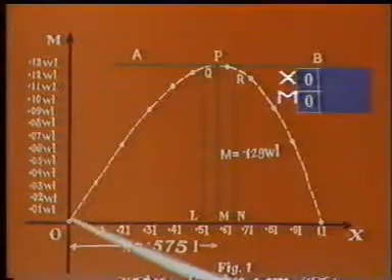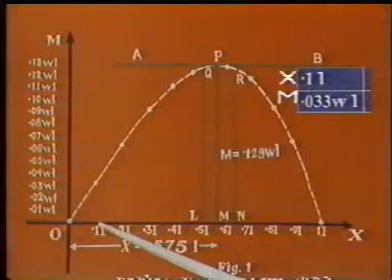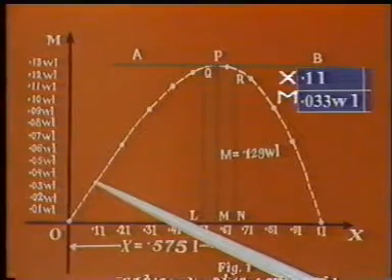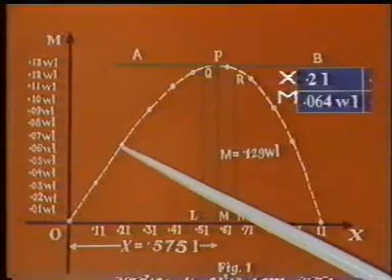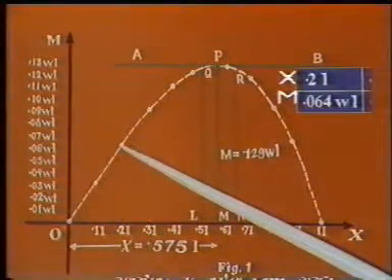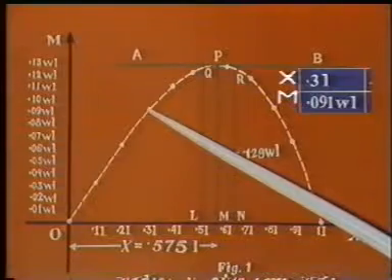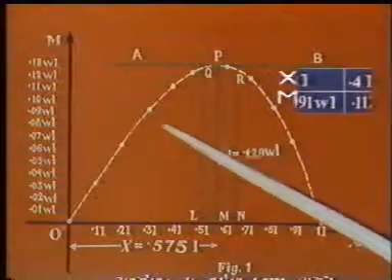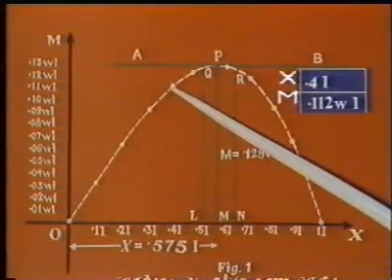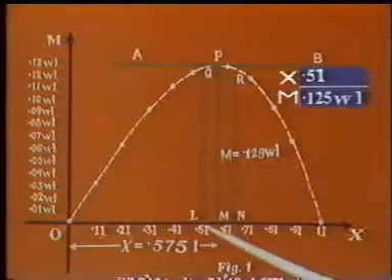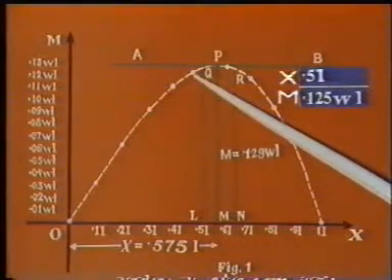When x is equal to 0, M is equal to 0. When x is equal to 0.1 L, M is equal to 0.033 WL. When x is equal to 0.2 L, M is equal to 0.064 WL. When x is equal to 0.3 L, M is equal to 0.091 WL. When x is equal to 0.4 L, M is equal to 0.112 WL. When x is equal to 0.5 L, M is equal to 0.125 WL.